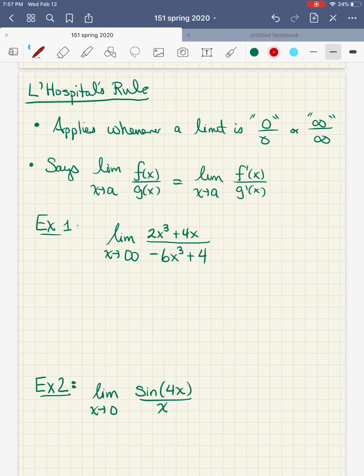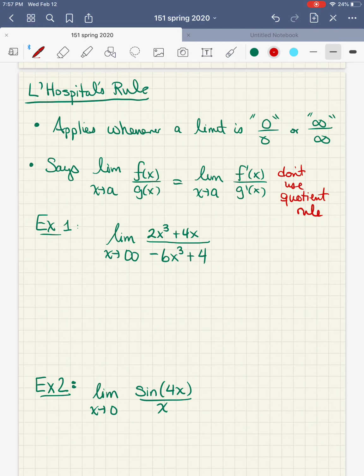Note, let me just point this out, you don't use the quotient rule here. So this isn't about the quotient rule, it's not about the derivative of the fraction, it's just saying that we take the derivative of top and bottom.